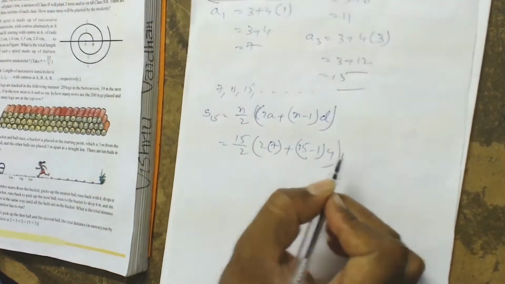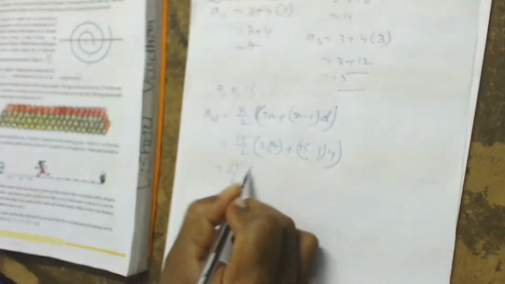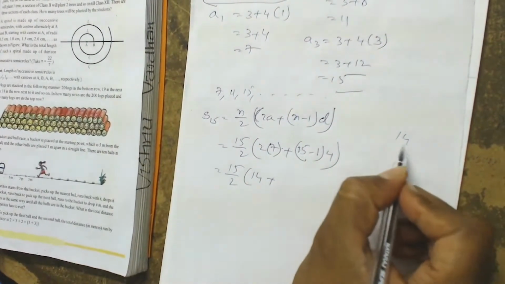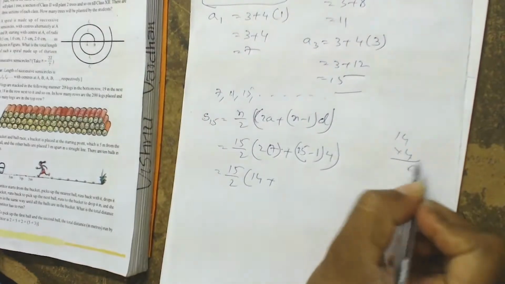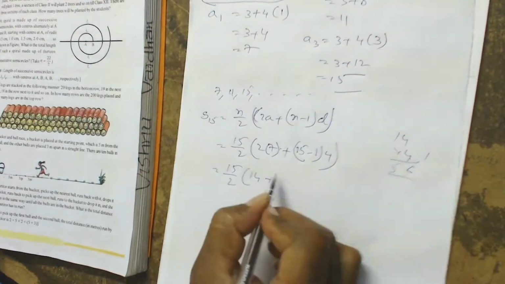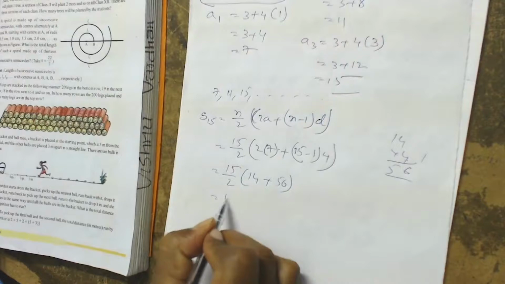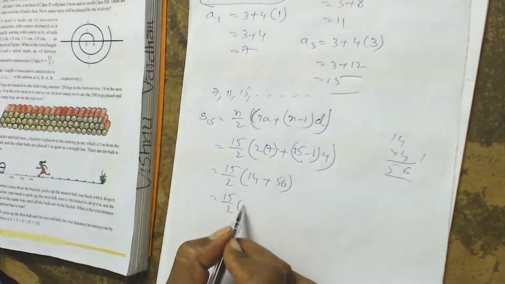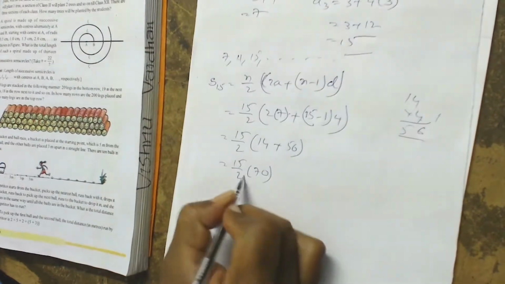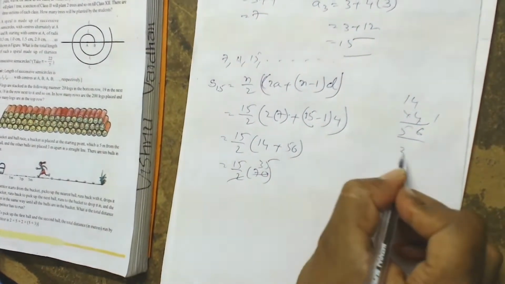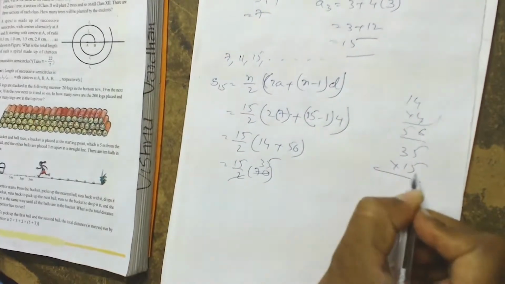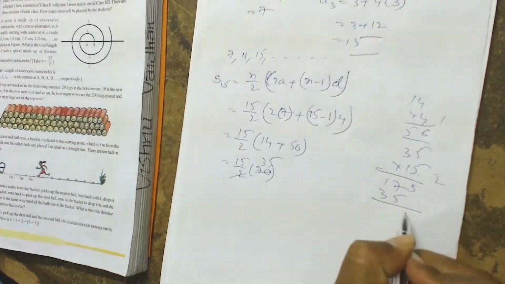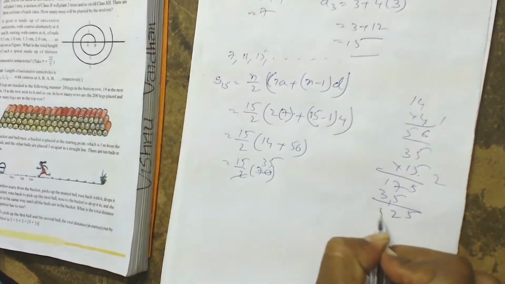So d is 4. Now 15 by 2 as it is. 2 sevens are 14. 15 minus 1 is 14, into 4. 4 fours are 16, write 6 and carry 1. 4 plus 1 is 5, so 56. So 15 by 2, okay, 56 plus 14 gives 70. 2 ones are 2, so 35. So you are getting 35 into 15, which is 525.